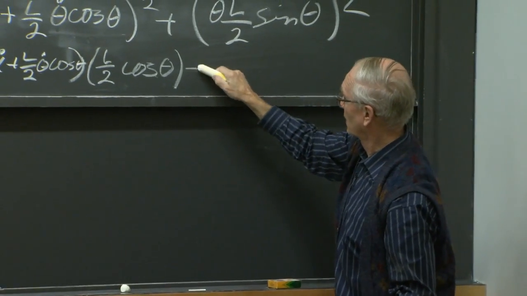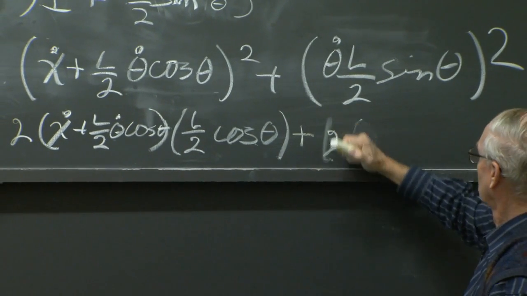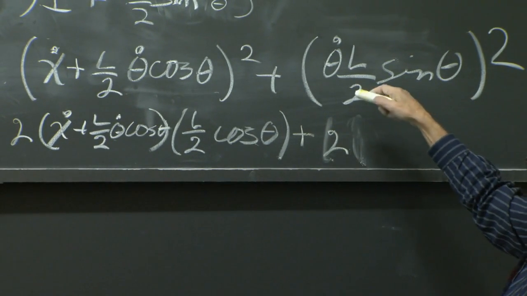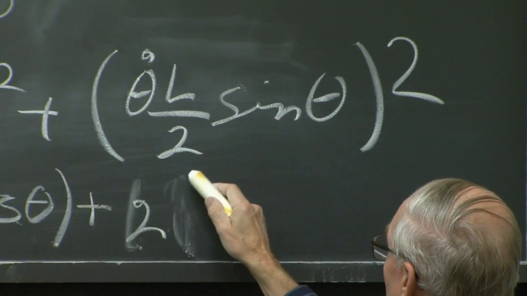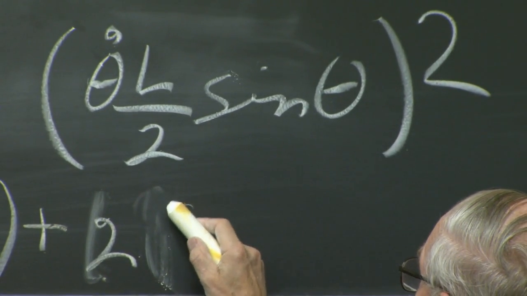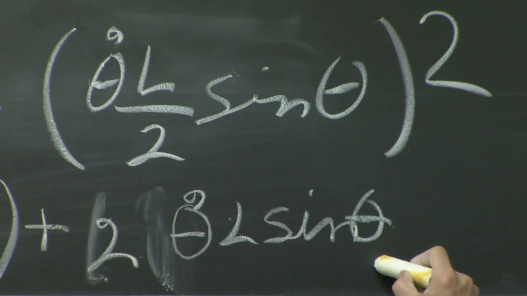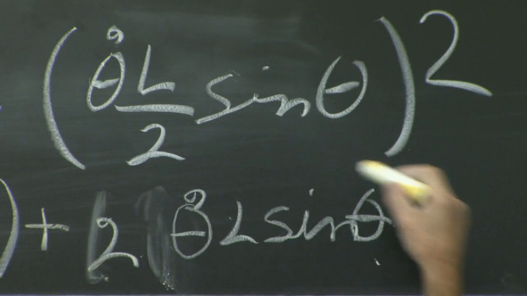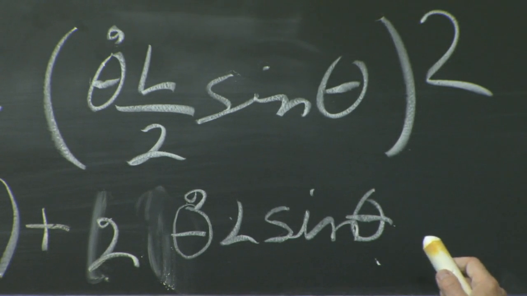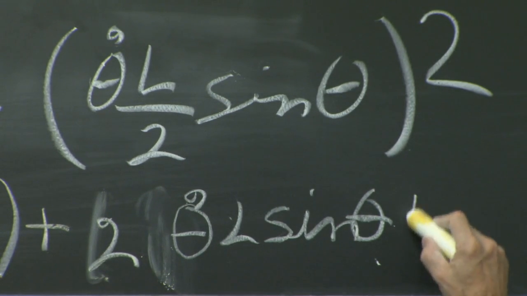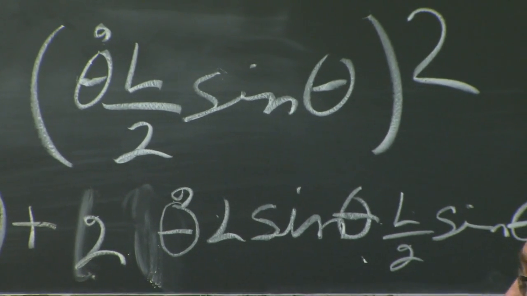Wait a minute, we haven't. This one, now we got another term here. So this one gives you 2 times the expression times, this will give you L theta dot sine theta, but now you have to take the derivative with respect to theta dot, which gives you what? Another L over 2 sine theta? Comes out something like that.